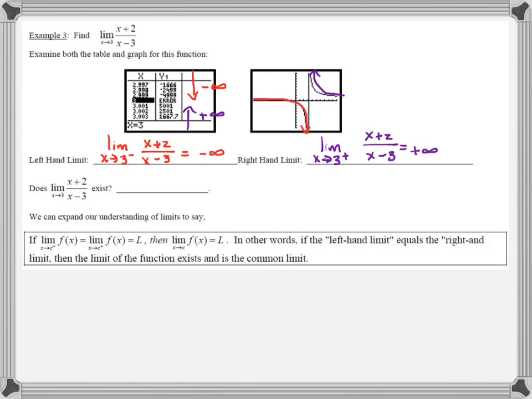Does the limit as x goes to 3 of x plus 2 over x minus 3 exist? Well, since they go to opposite infinities, we would say no.